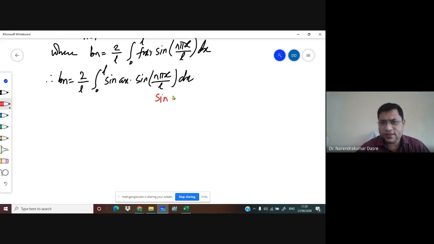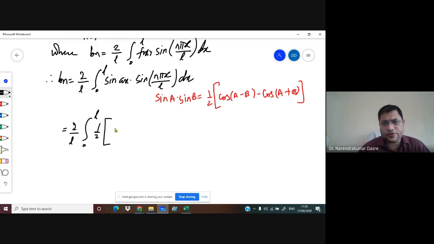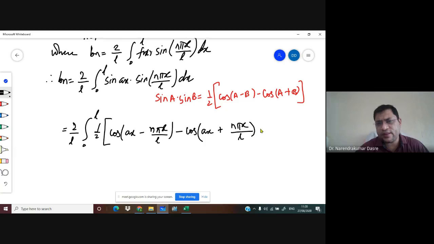Okay, so what we know is sine of A into sine of B is equal to half of cos of A minus B minus cos of A plus B. So using this formula, we are able to write 2 by L, 0 to L, half of, we have here cos of ax minus n pi x by L minus cos of ax plus n pi x by L, and this is dx.